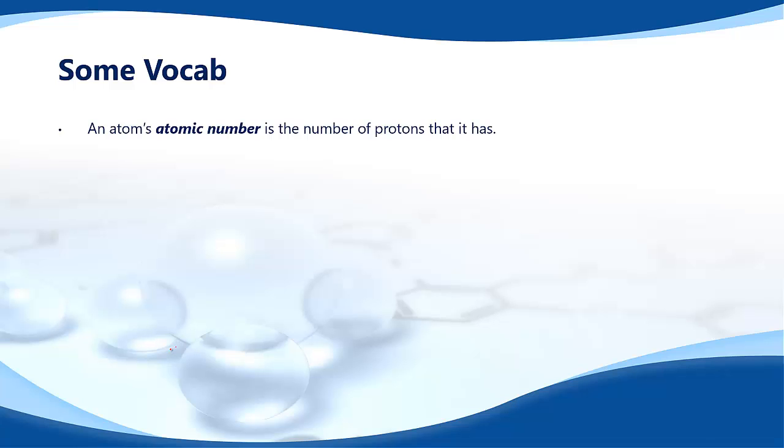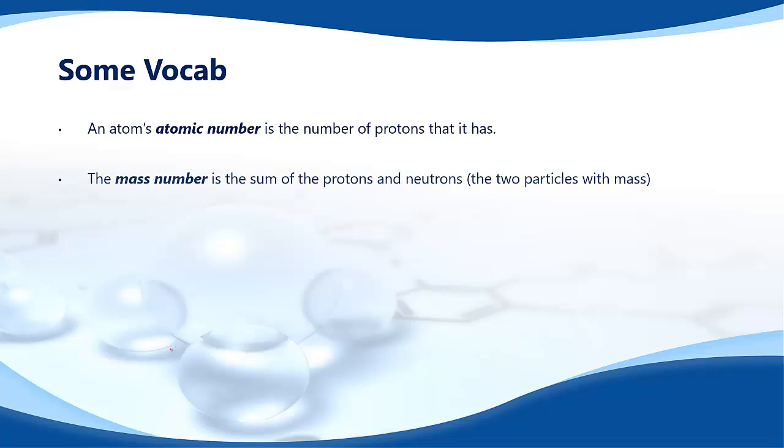The second number is called the mass number. The mass number is the sum of everything in the atom that has mass, which are the protons and the neutrons. So you add them together, you get the mass number. If we look, for example, at carbon-12, carbon with a mass number of 12 has 6 protons and 6 neutrons. 6 plus 6 gives us the 12.